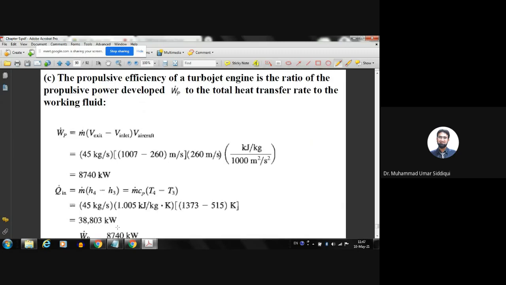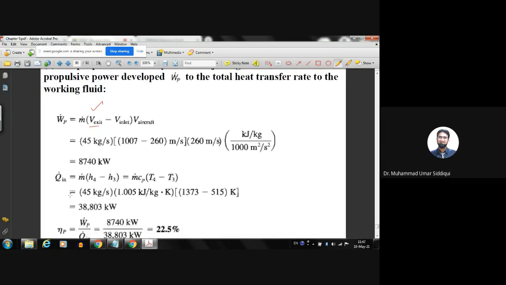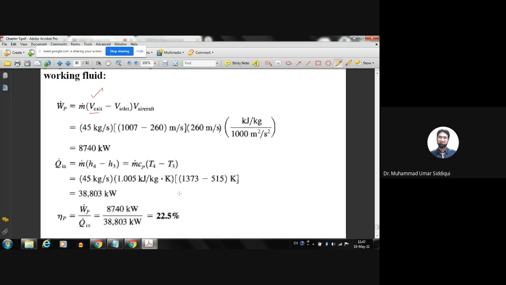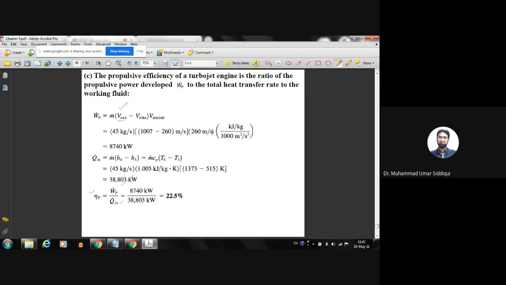Once you know the velocity at the exit of the nozzle, we can determine the propulsive power, and then we can determine Q in. Q in is m dot cp(T4 minus T3). Once we have the propulsive power and Q in, we can determine the propulsive efficiency of this jet engine. So this is the solution of this problem.